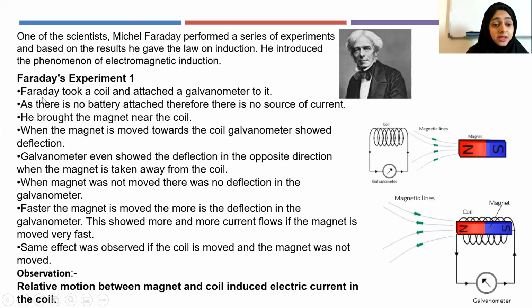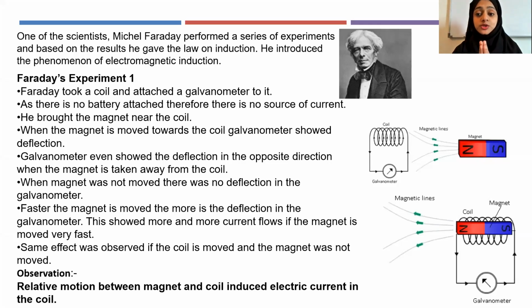In the first experiment, Michael Faraday took a coil and attached a galvanometer to it. Here you can see a coil of wire which is wound like a helix or a spring, and it is connected to a galvanometer. What do we use a galvanometer for? To understand whether there is a flow of current or not, to know whether there is current flow in the circuit or not.